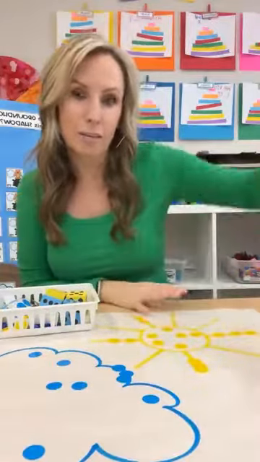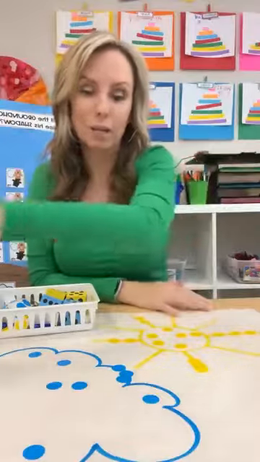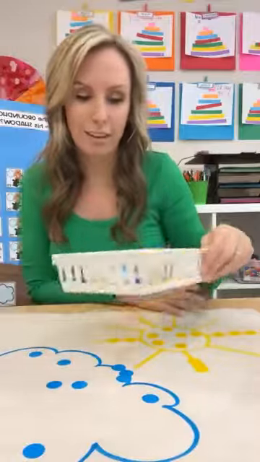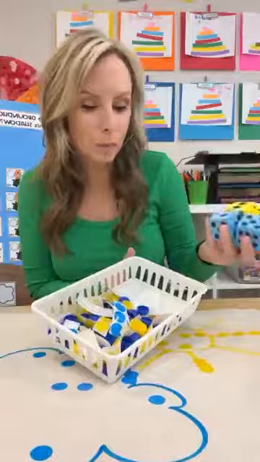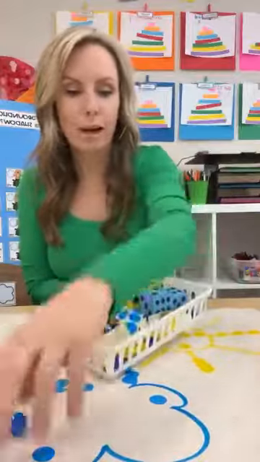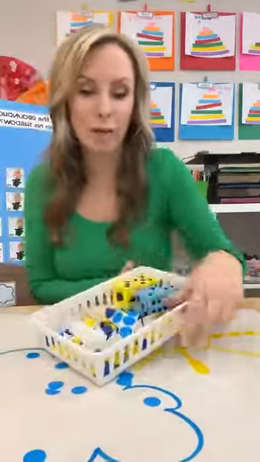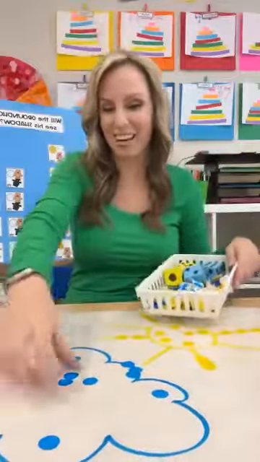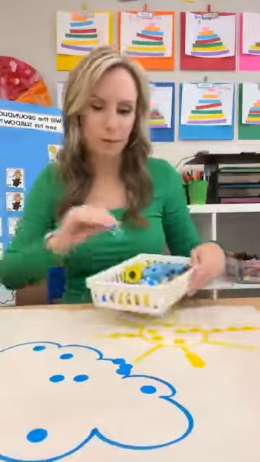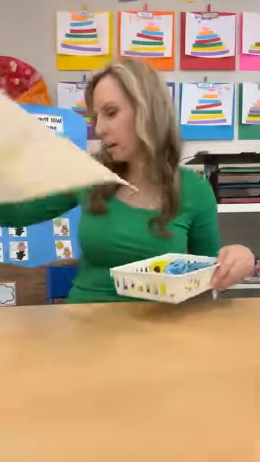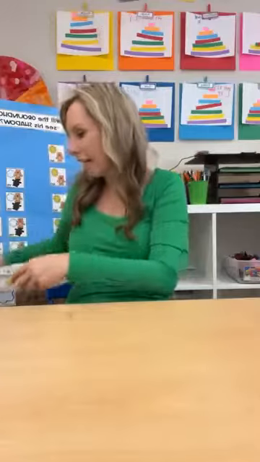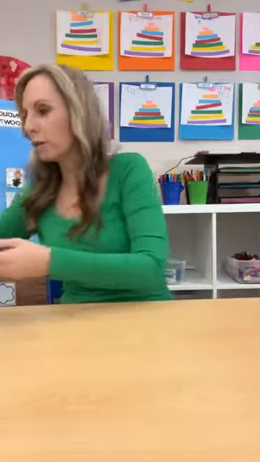You could have a sun on one page, a cloud on another page, and then again, have out different manipulatives just for some choice, and also that way you don't run out of stickers, right? So that is a fun one-to-one correspondence and color sorting activity.